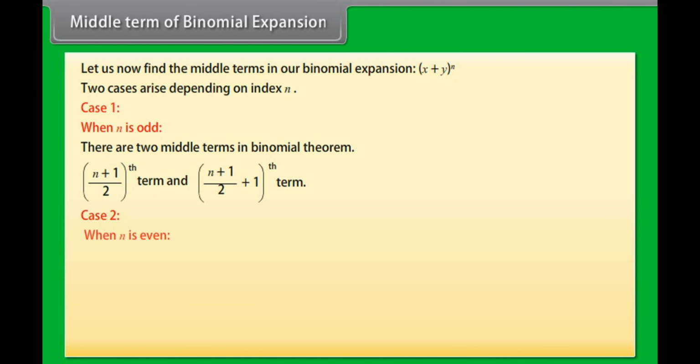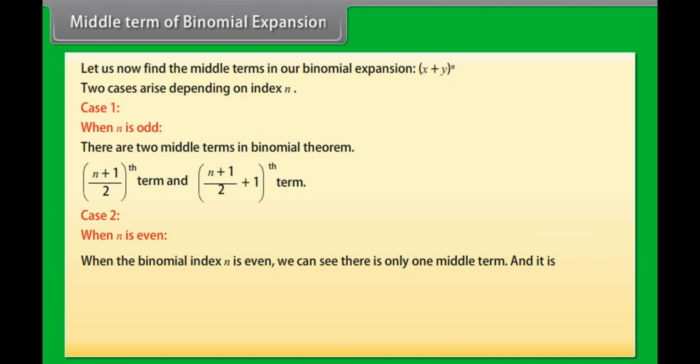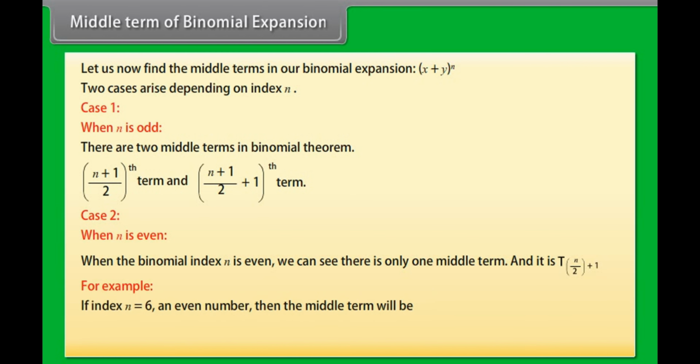Case 2. When n is even. When the binomial index n is even, we can see there is only one middle term, and it is tn by 2 plus 1. For example, if index n is equal to 6, an even number, then the middle term will be tn by 2 plus 1, which is equal to t6 by 2 plus 1, which is equal to t4.